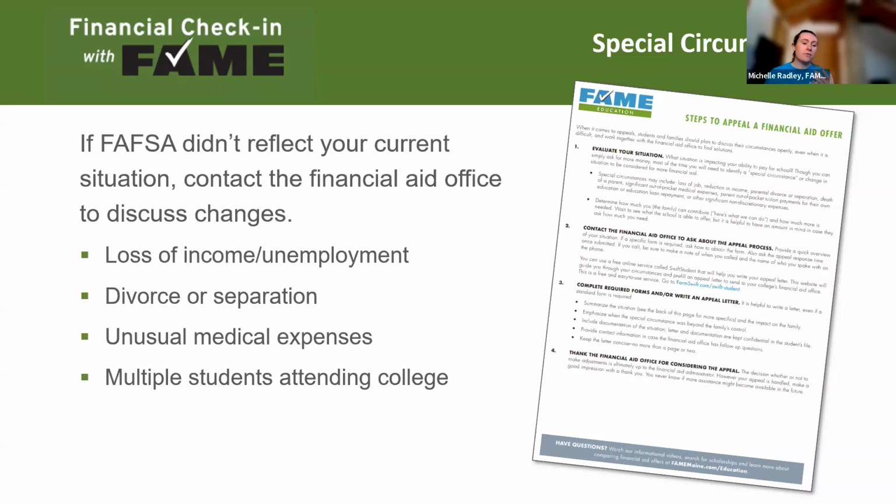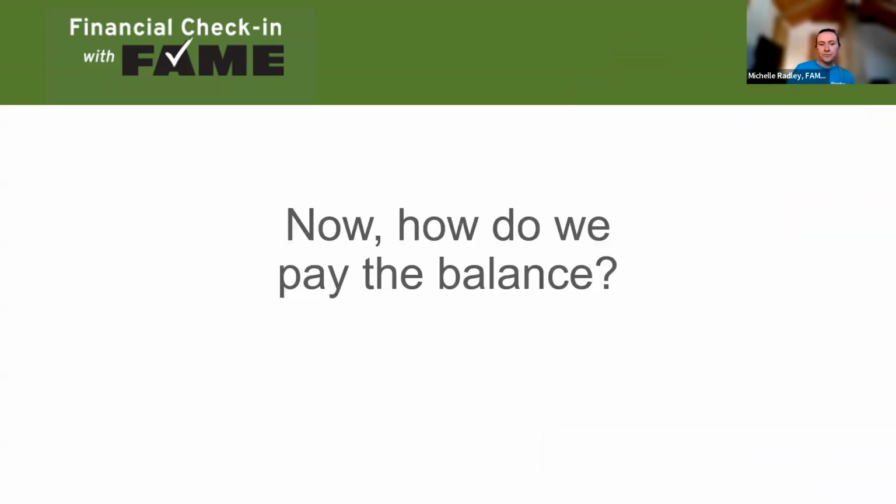So whether that is maybe you've lost an income or there's unemployment that's happened in your family, the number of people in your household has changed, maybe there's been a divorce or a separation, or you have high bills. Maybe you had to replace a roof on your house this year, or you have a high rate of unusual medical expenses. And even one of the larger ones that used to be accounted for by the FAFSA but is no longer accounted for is multiple students attending college. So it's definitely worth reaching out to the financial aid office and letting them know of any of those changes.